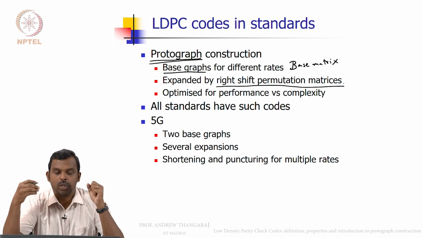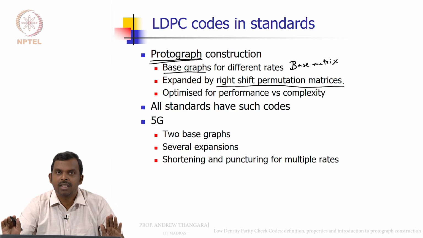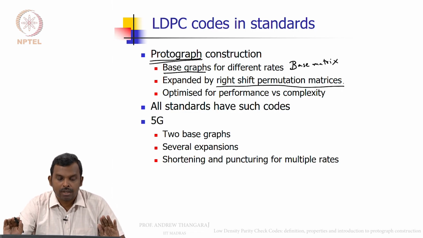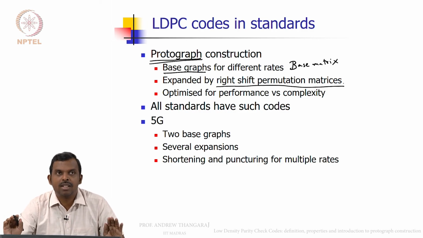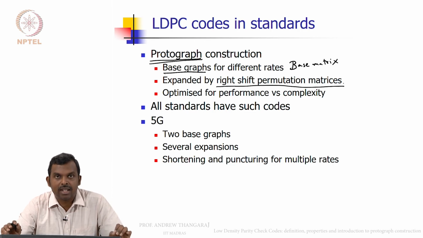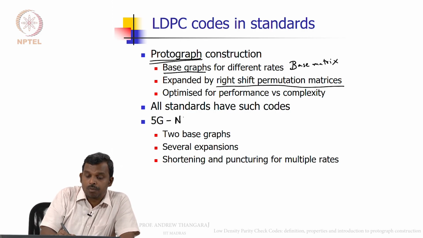The overall game is to optimize performance and complexity, and the theory is quite deep there. We won't go too much into it, and the only point is all standards have such codes. Maybe sometimes the expansion is not by a permutation matrix, maybe it's by something else, but all standards have such codes. Now specifically in the 5G standard, these are called NR LDPC codes. I think NR stands for new radio.